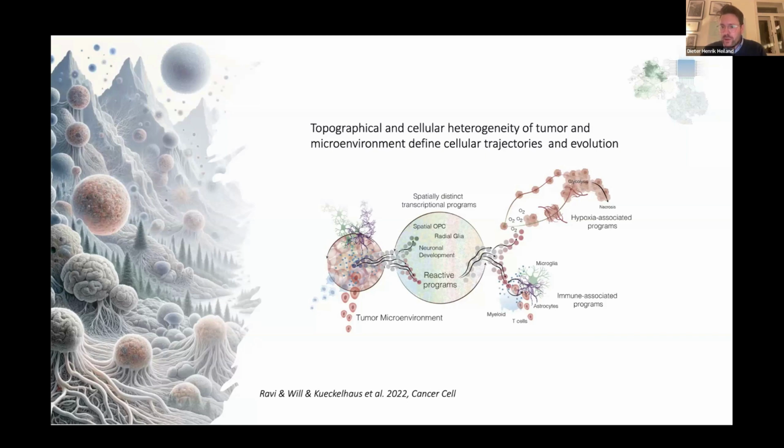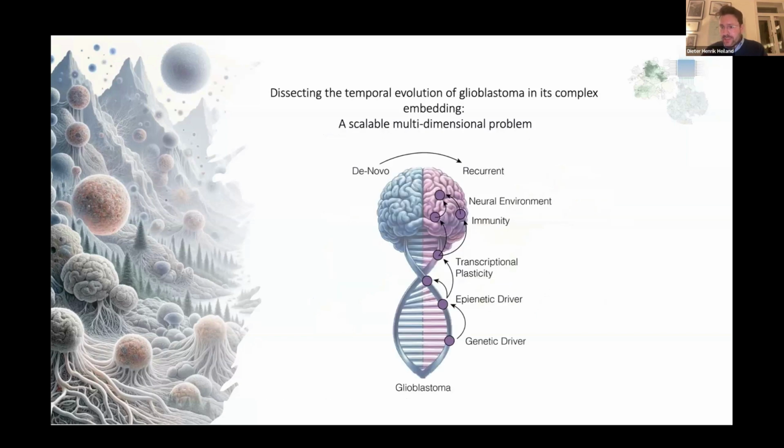To have this architecture in mind, we asked how this architecture changes when the tumor progresses and evolves over time into a recurrent tumor. The problem is that understanding the shift between de novo and recurrent tumors also involves a lot of different genetic drivers, epigenetic differentiation, transcriptional plasticity, and also a lot of the neural environment that we heard about so far, and immunity processes that play an important role in reshaping the tumor into the relapse of these tumors.